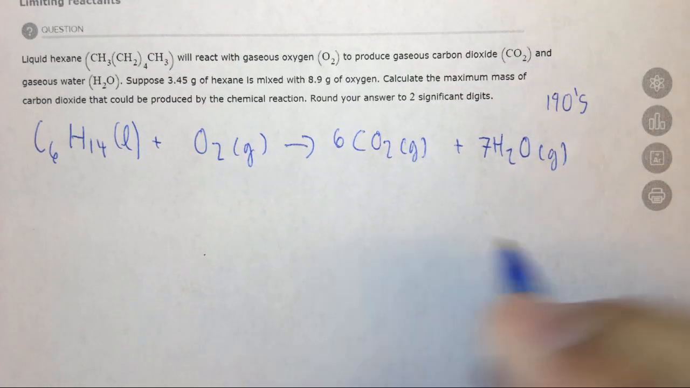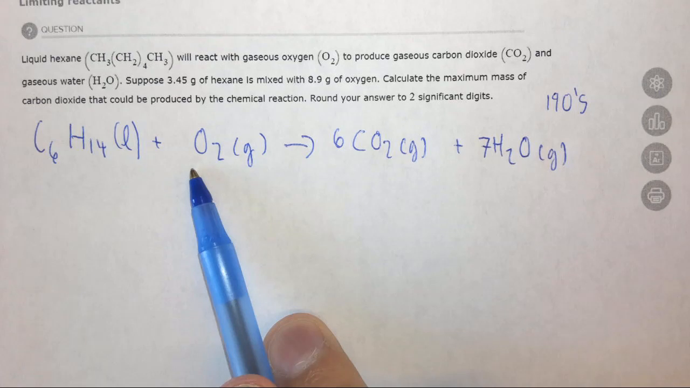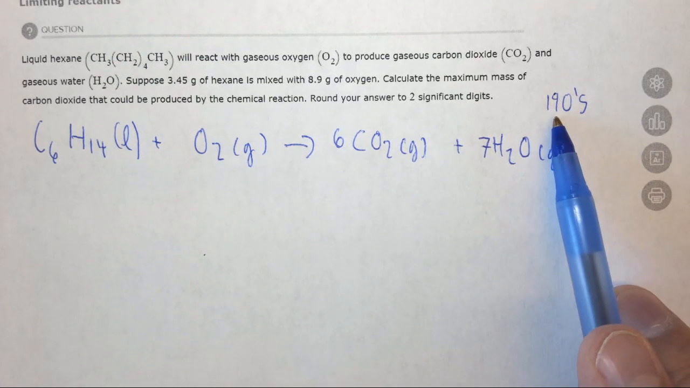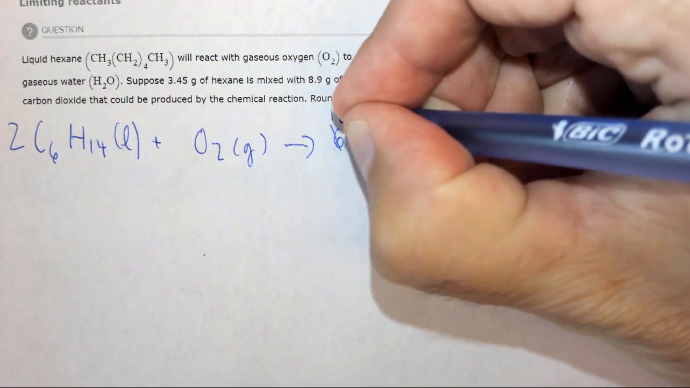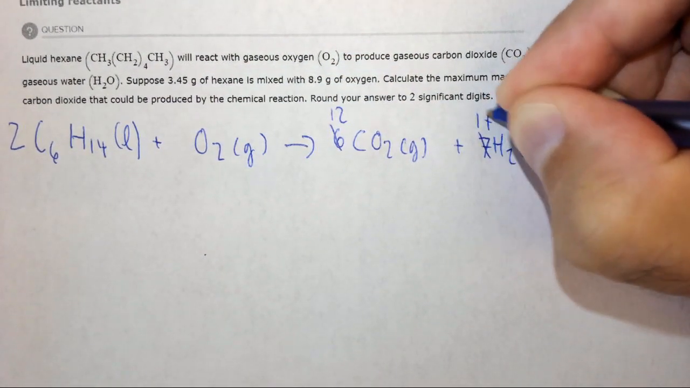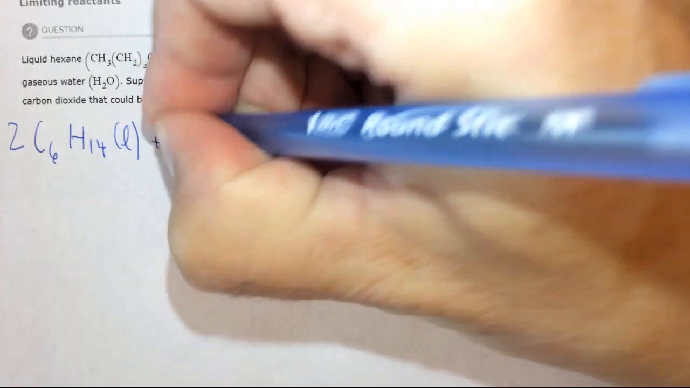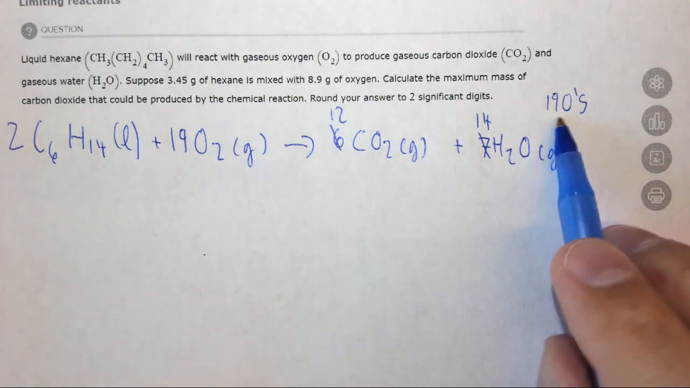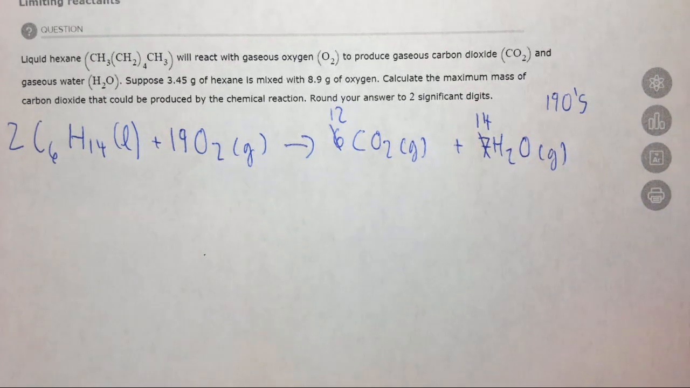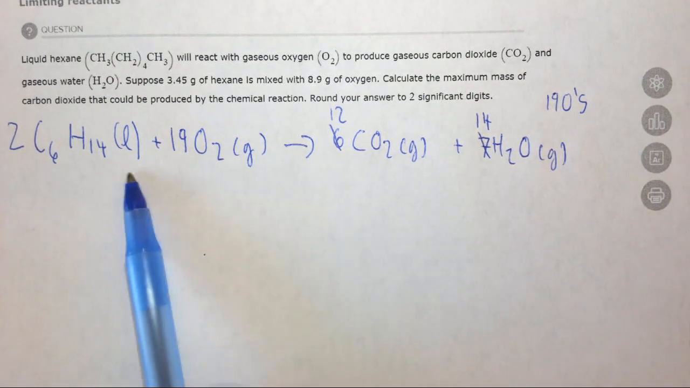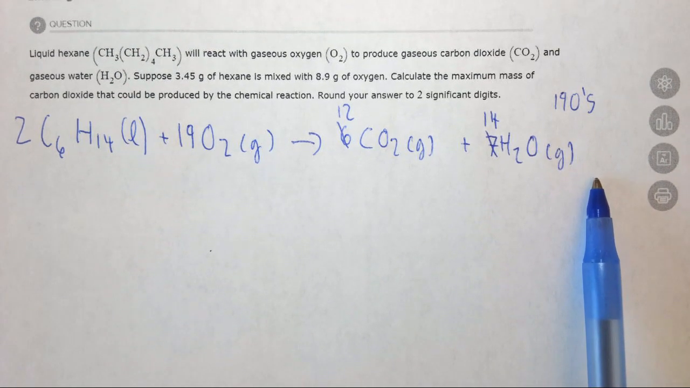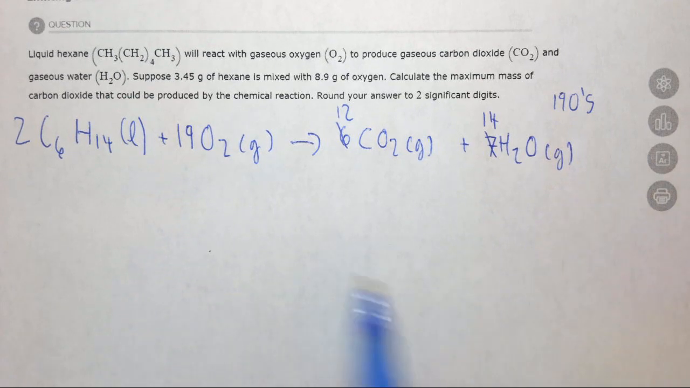However, I have as my reactant O2. So O2, because it's even, won't go into 19, which is odd. So I have to double everything. So I put a 2 here, I put a 12 here, I put a 14 here, and then I will need 19 O2. So you double oxygen by just using this number because the 2 doubles it. So that is basically the balanced chemical equation for this reaction. Remember, the balancing is guess and check, so that's what I did.